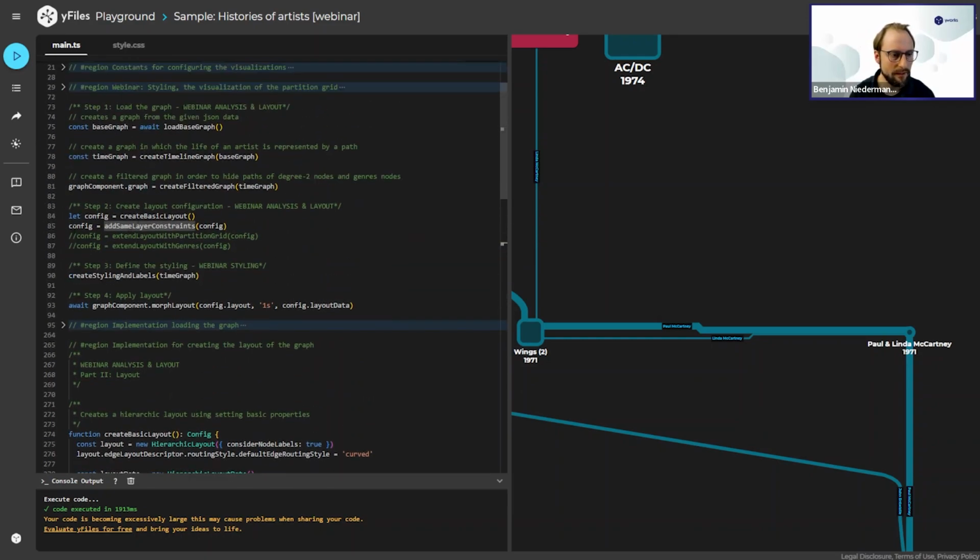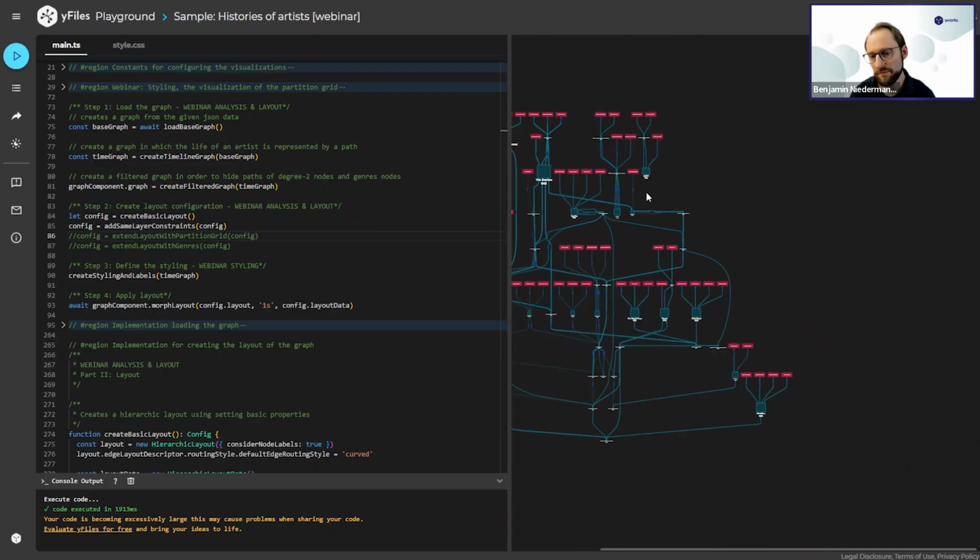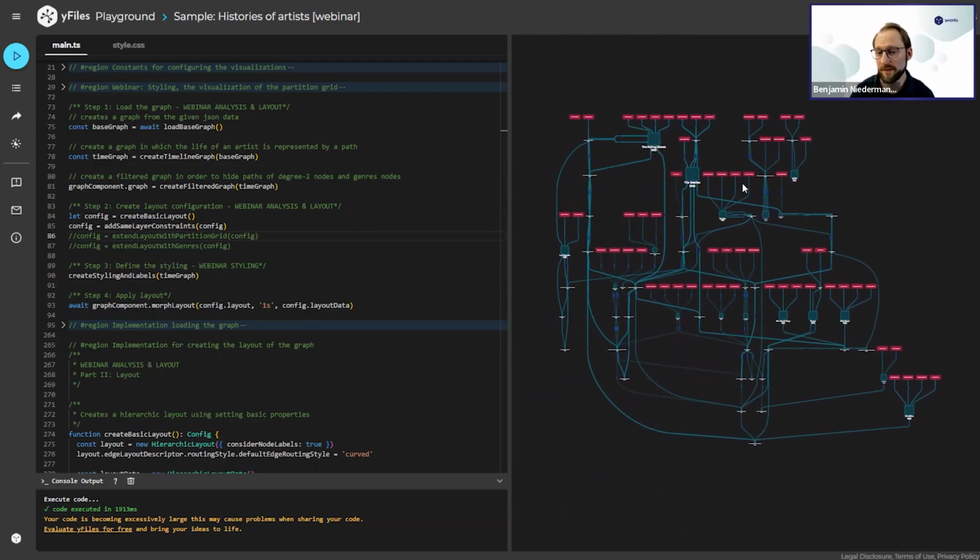And what we would like to have is some kind of structure, some kind of table showing which music groups were founded in the 60s, which in the 70s, and so on. To that end, we don't need to introduce single constraints for each of these groups, but we can introduce a so-called partition grid, which is basically a table.